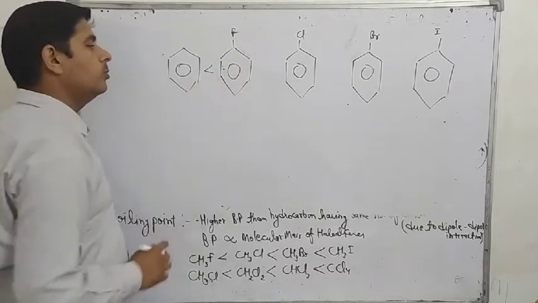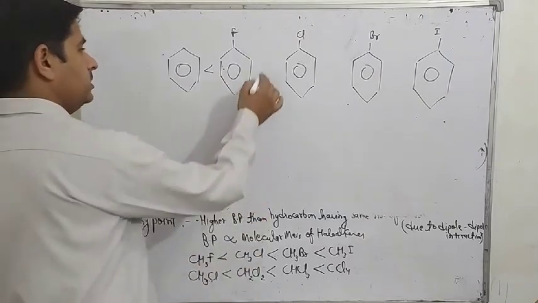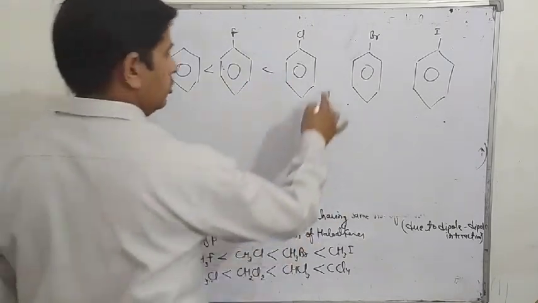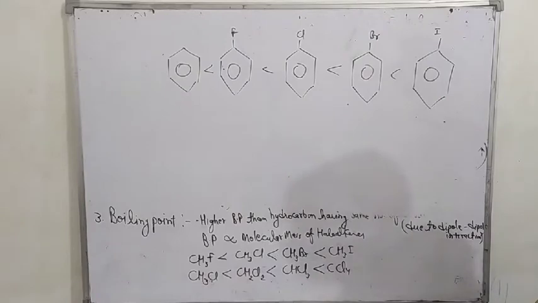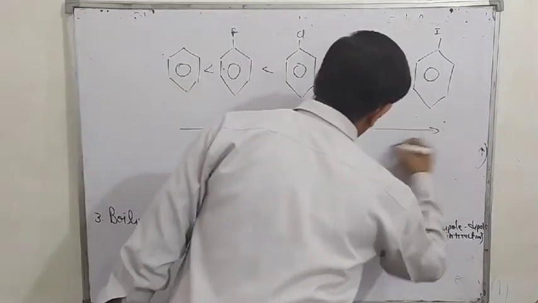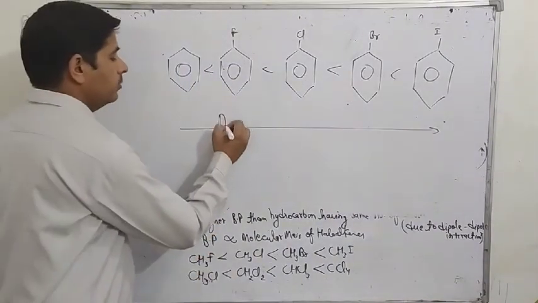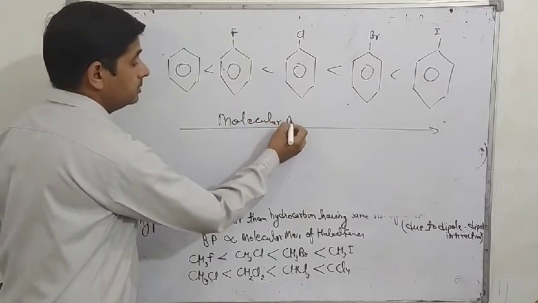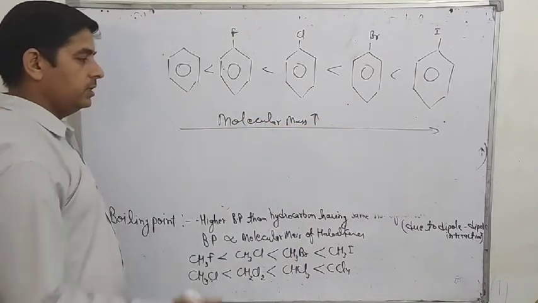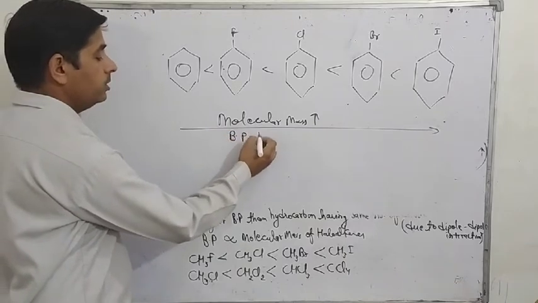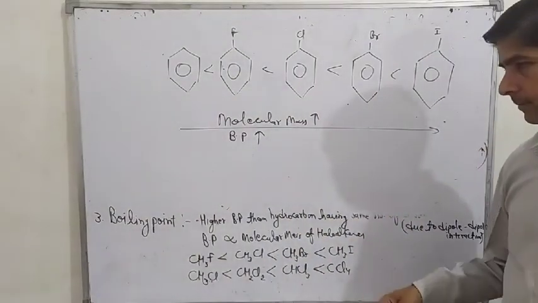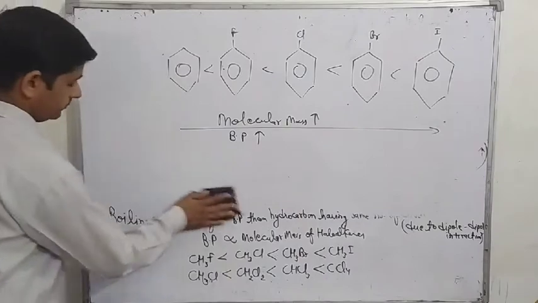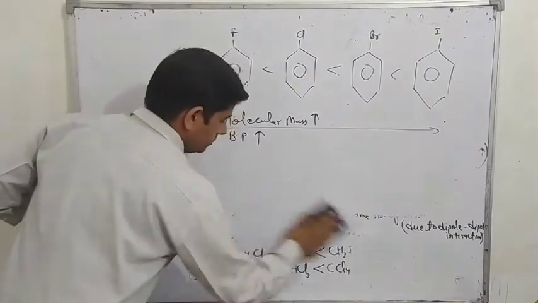So benzene has low molecular mass than fluorobenzene. Fluorobenzene has low molecular mass than chlorobenzene. Chlorobenzene has low molecular mass than bromobenzene, and bromobenzene has low molecular mass than iodobenzene. So in this case you can see when we move from left to right, molecular mass increasing, and with the increase of molecular mass the boiling point is also increasing. यहाँ boiling point भी क्या हो रहा है, increase हो रहा है. Okay, so come to the next. This is all about halobenzene.